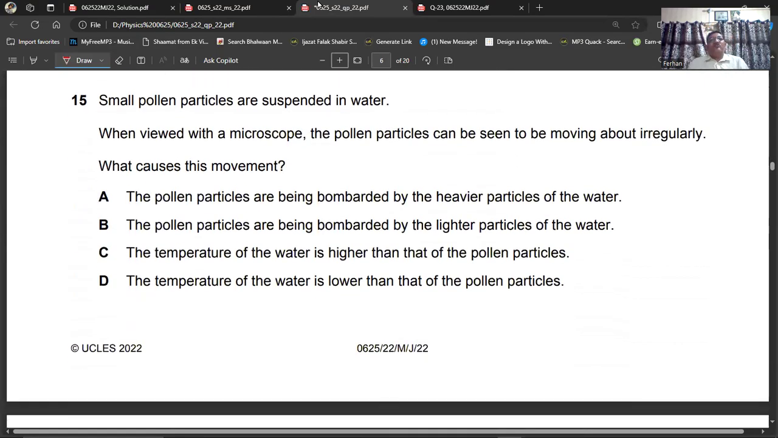Question number 15. Small pollen particles are suspended in the water. When viewed with a microscope, the pollen particles can be seen to be moving about irregularly. What causes this movement? You see, the pollen grains are bombarded from all sides by the water molecules. So water molecules are moving randomly, and when they bombard the pollen grain, what happens? The pollen grain also performs random motion.